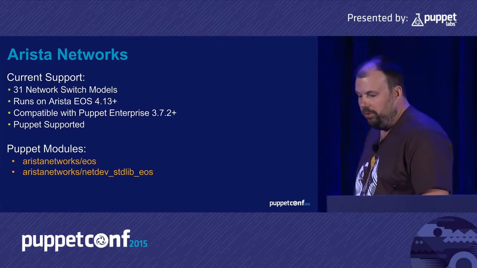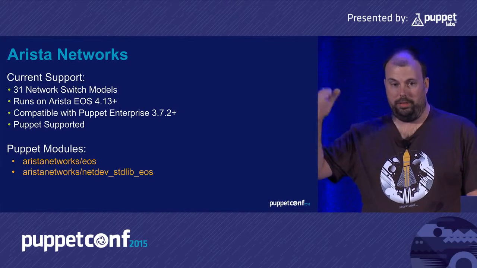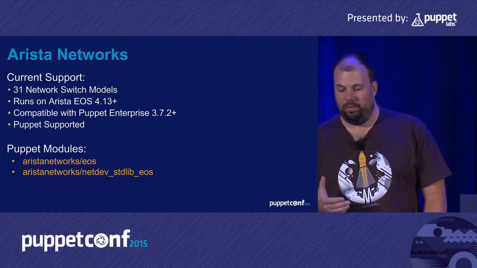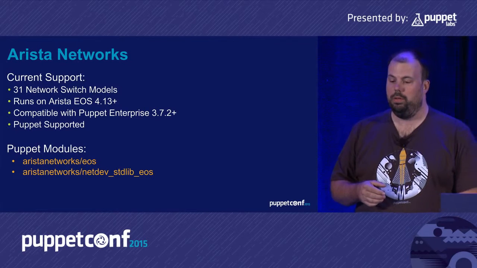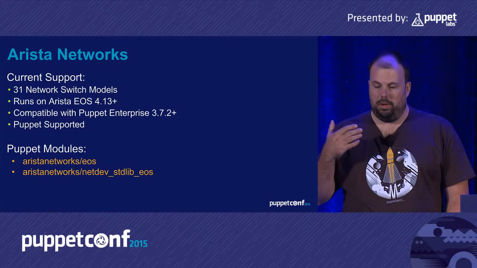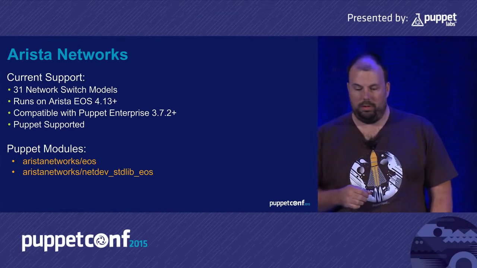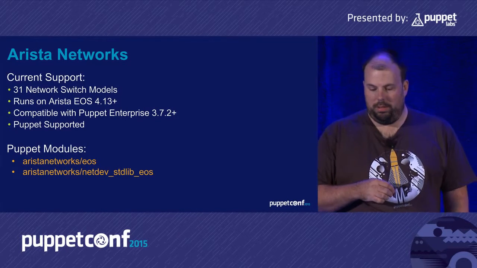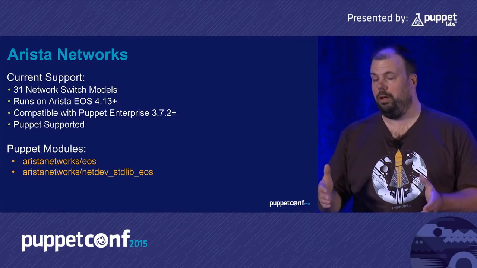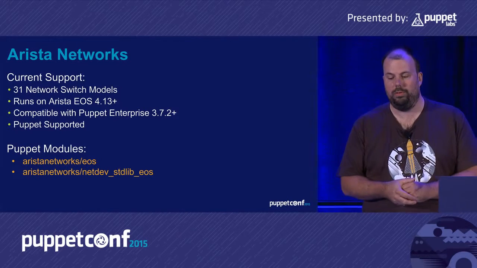So first we have Arista Networks. We basically support every switch on Arista's website where they list out all the different switch models that they have. We work with the Arista EOS version 4.13 and later, and you've got to get started with Puppet Enterprise 3.7.2 or later. The Arista support is all Puppet supported, so PE customers can get technical support with this as they need it. And the support ranges a wide range of products, including things like top-of-rack switches as well as the larger chassis-based switches.